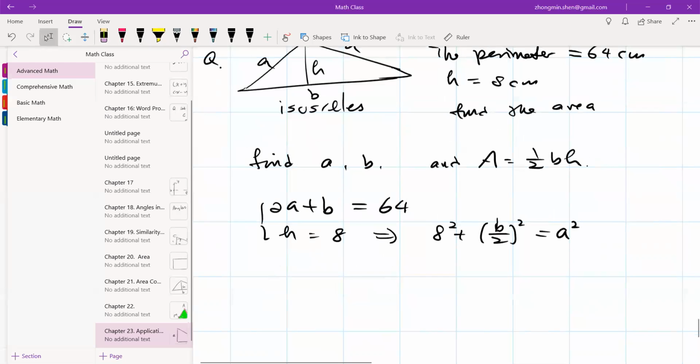All right, so you got two equations, and you're trying to solve these two equations. Let me write this: 2a plus b equals 64, right? And a squared minus half of b squared equals also 64, right? Okay.